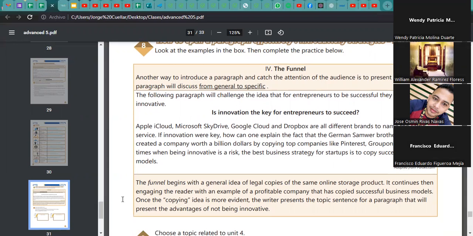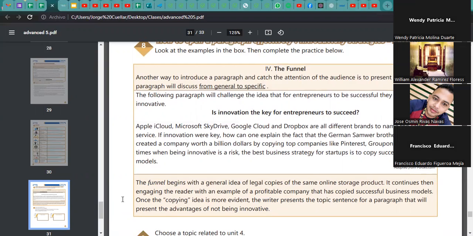Another way to introduce a paragraph and catch the attention of the audience is to present the point the paragraph will discuss from general to specific. The following paragraph will challenge the idea that for entrepreneurs to be successful, they must be innovative. Is innovation the key for entrepreneurs to succeed?